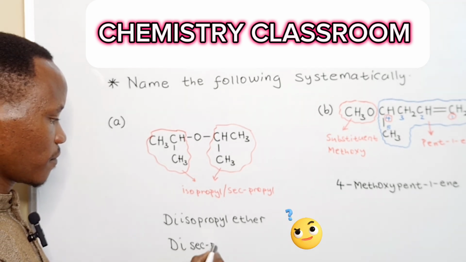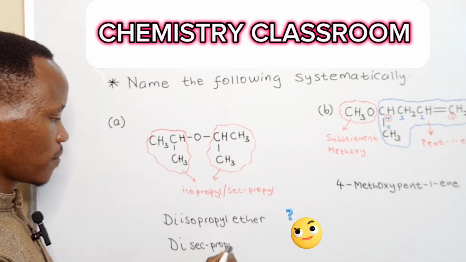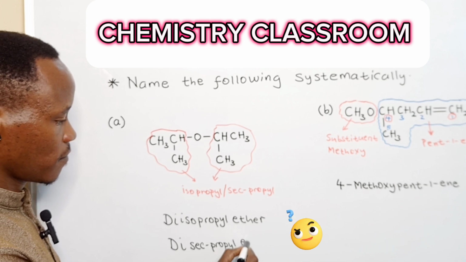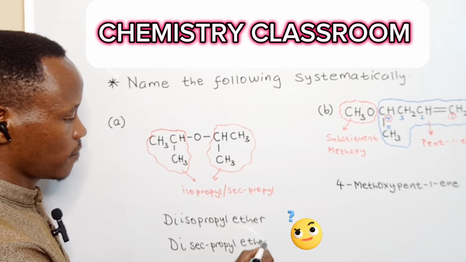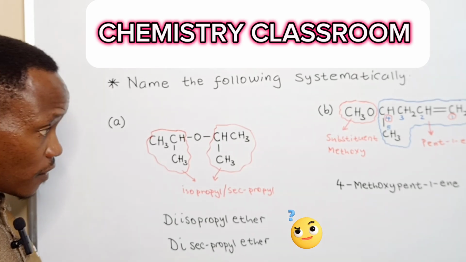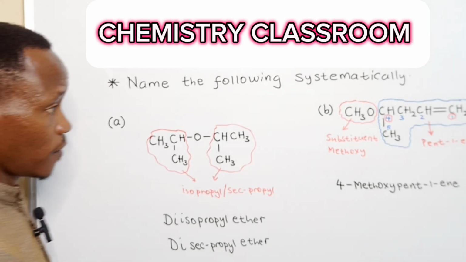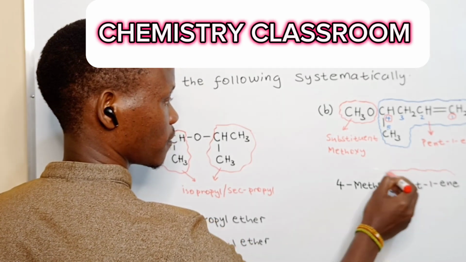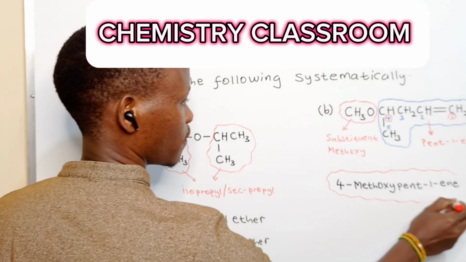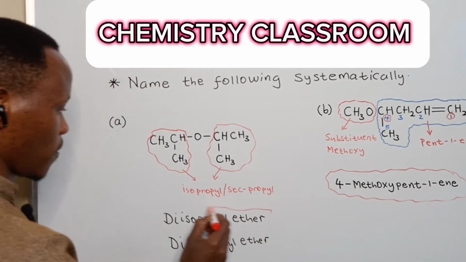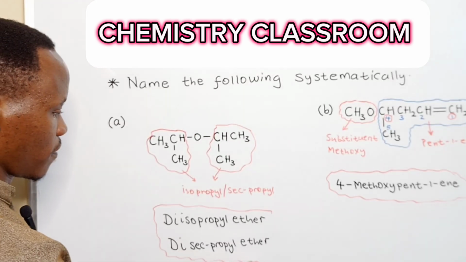secondary propyl ether. So these are the two correct IUPAC names that we have derived for the given compounds.